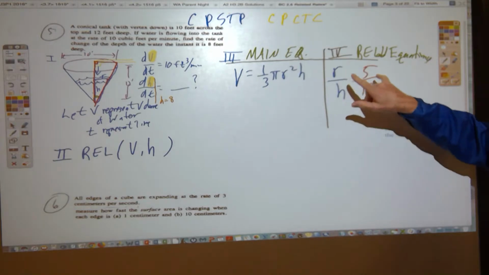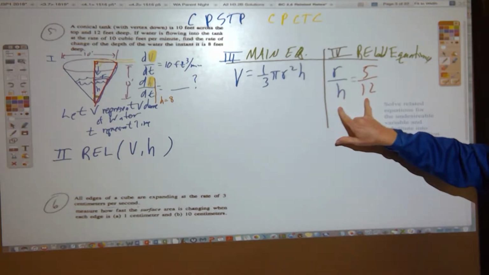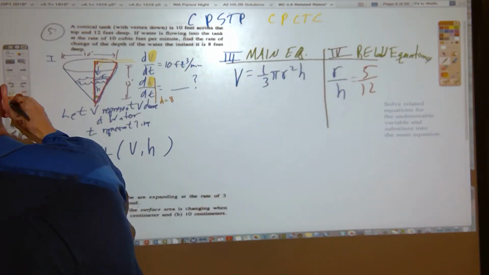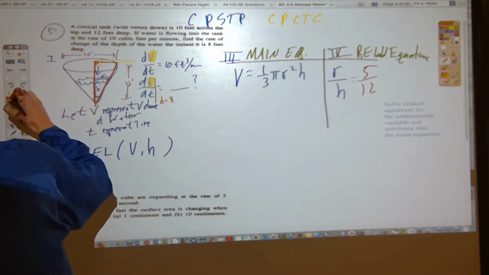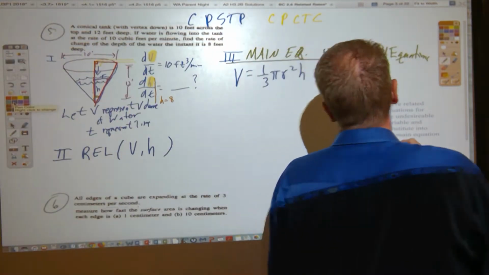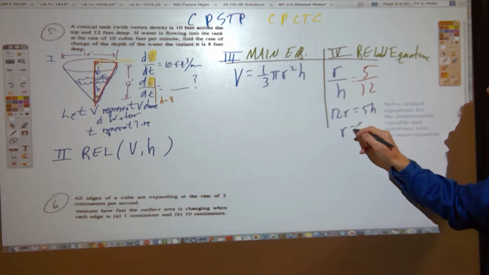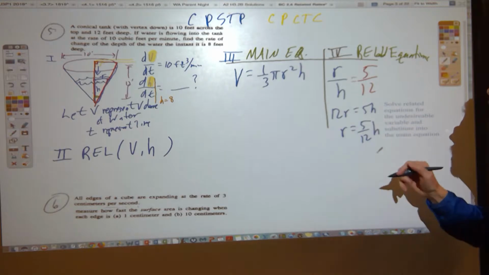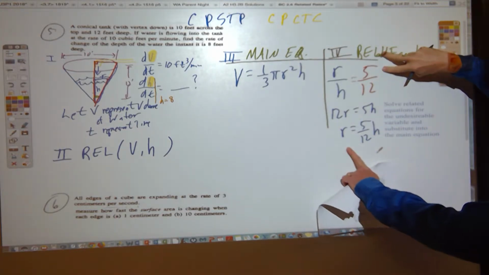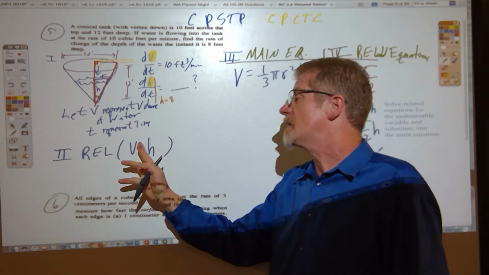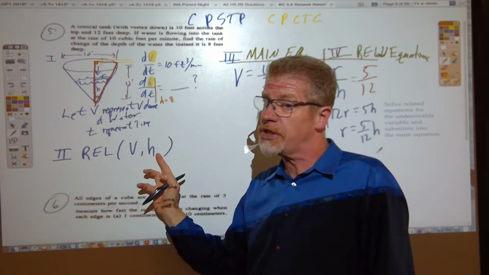Class, which variable is undesirable in this related equation? R. R is undesirable, so let's solve for R. This one sentence is the way to get inoculated from MIGO. We have 12R equals 5H, so R is 5/12 H. Once you've solved your Roman numeral 4 equation for the undesirable variable, the undesirables are the variables that are not listed back in Roman numeral 2.